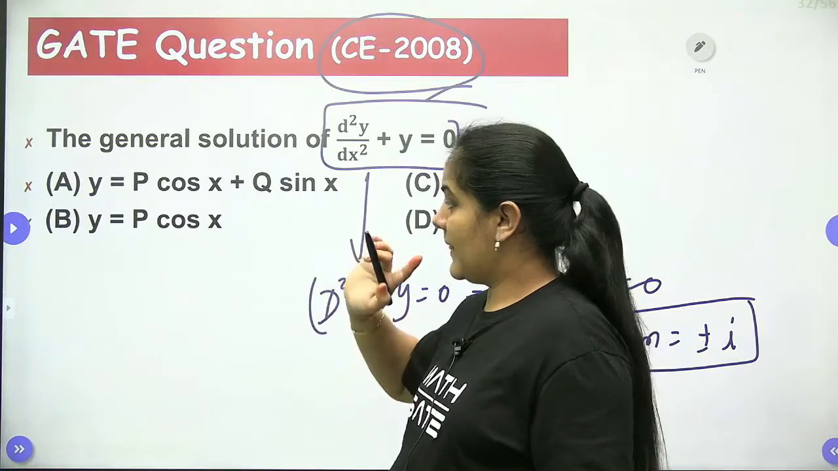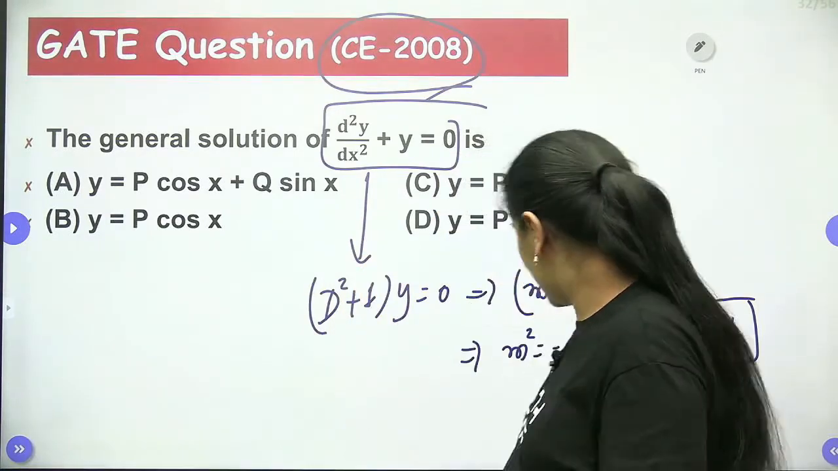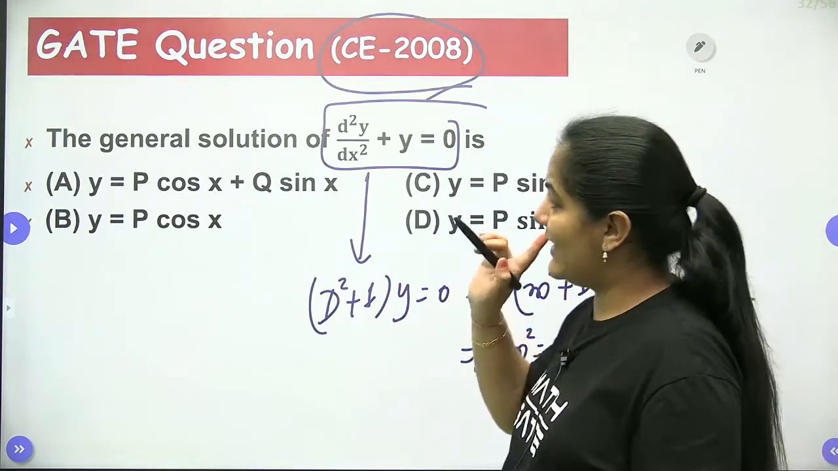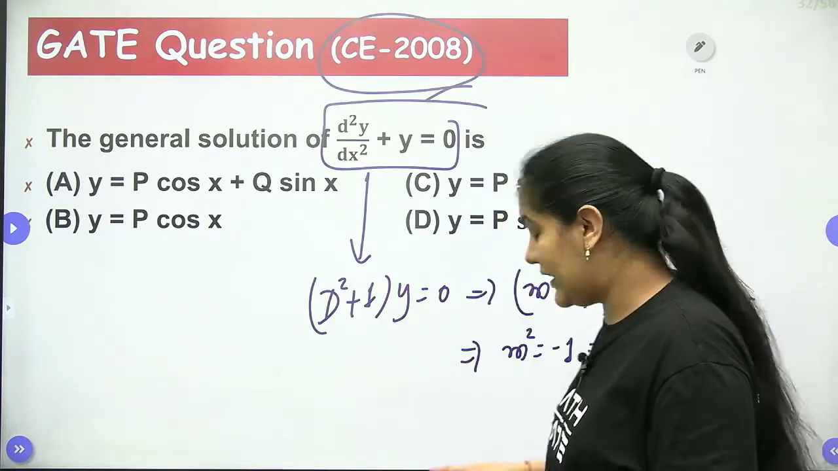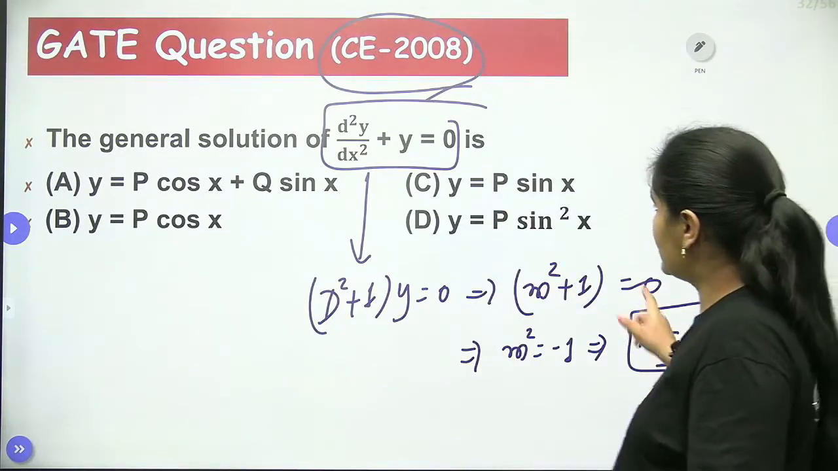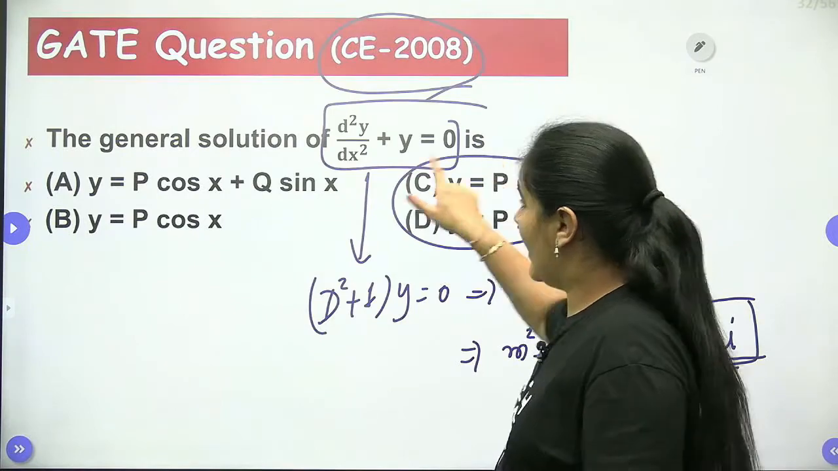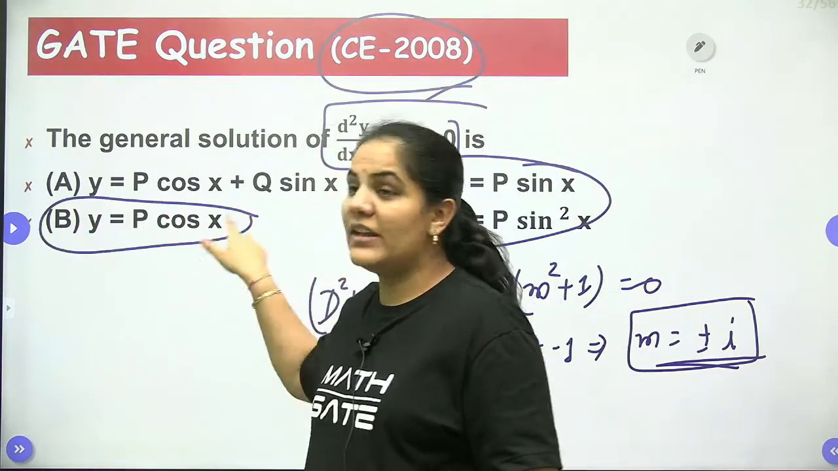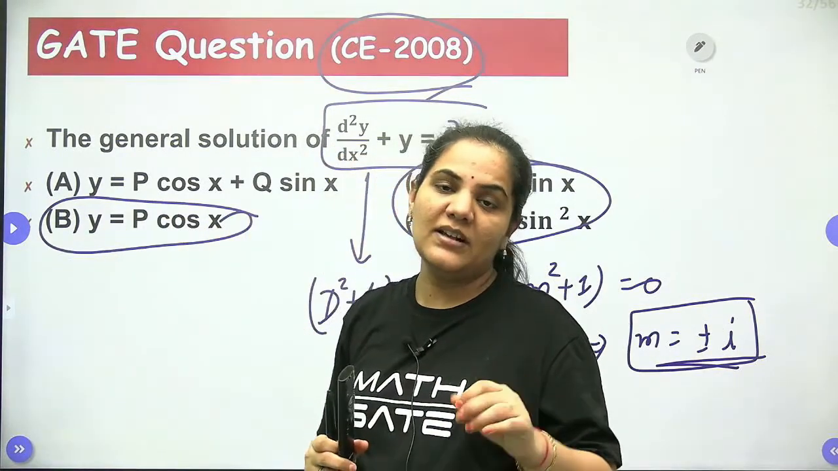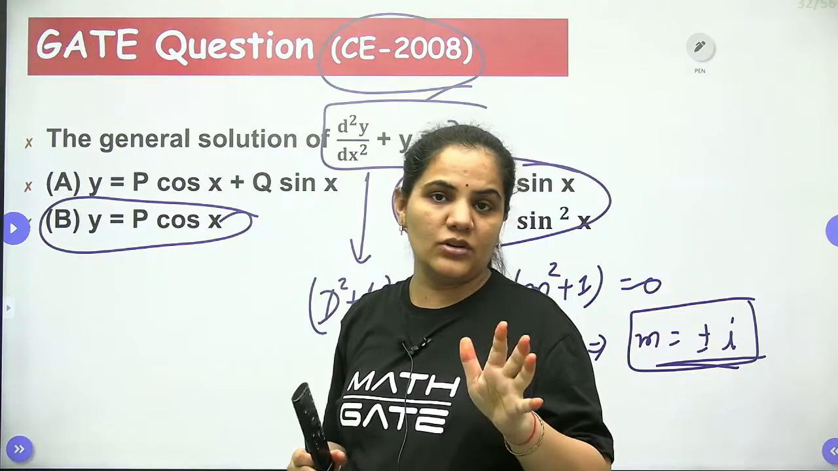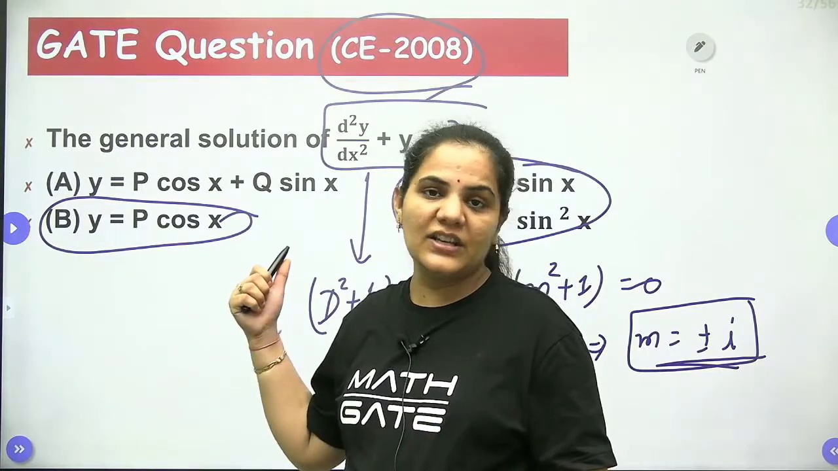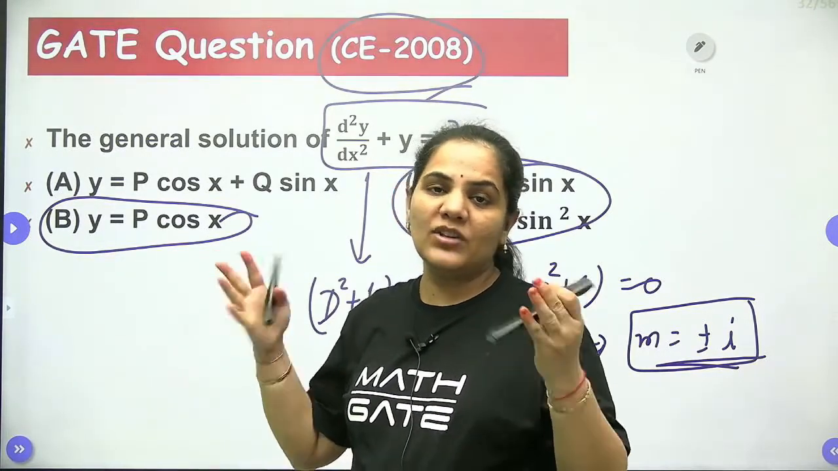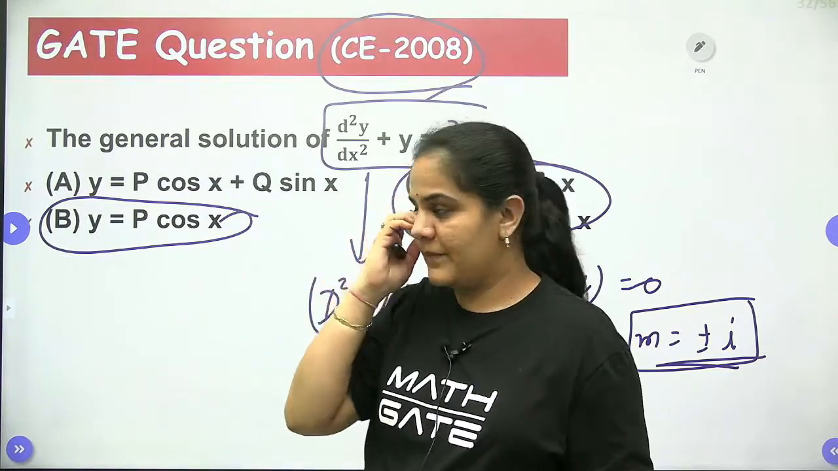So according to me it's not 0. You can directly conclude, when you get the root as m is equal to plus minus iota, that among these 4 options only option number A will be right, because B, C and D are not at all possible, because these 3 options do not have a term of cos.